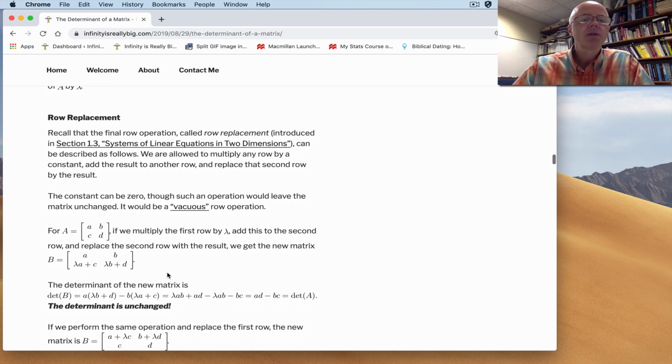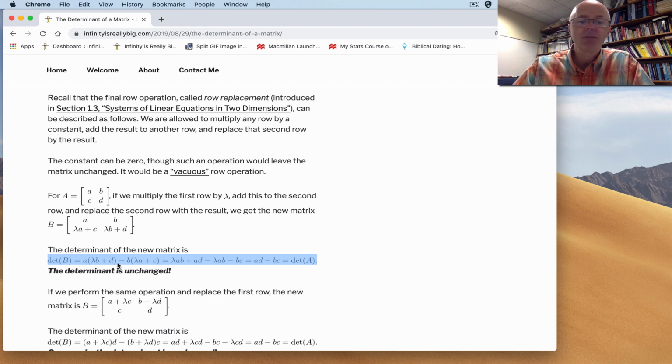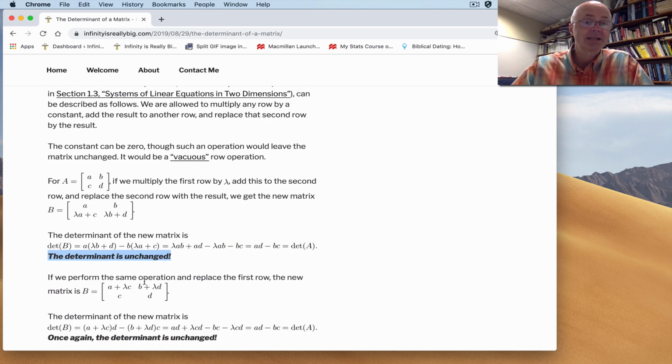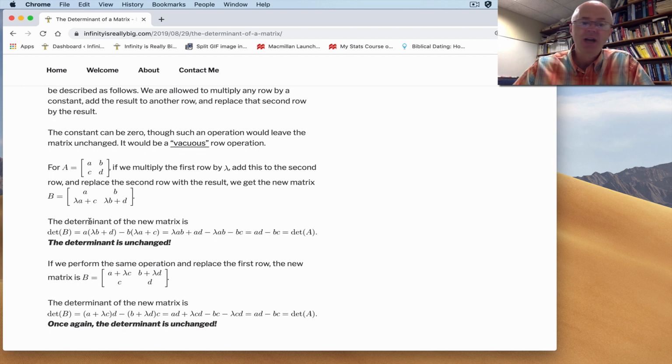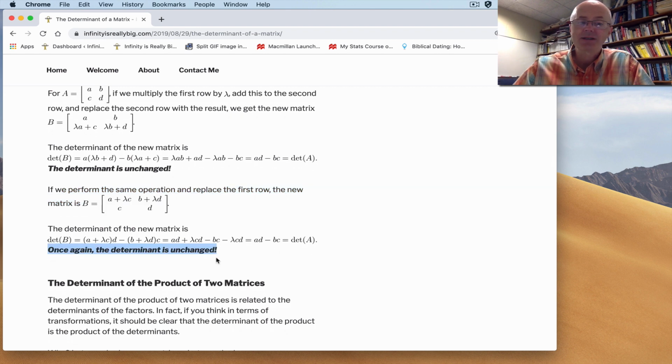Here's the row replacement verification. Actually, row replacement leaves the determinant unchanged. That's kind of amazing when you think about it. You would not expect that to happen. If, for example, we multiply the first row of A by lambda and add it to the second row and replace that second row, we get this new matrix, and you can just check by computation that the determinant of the new matrix is the same as the determinant of the original matrix. And the same thing happens if you do a row replacement operation by multiplying the second row of A by lambda and adding it to the first row and replacing. Once again, the determinant is unchanged. That's kind of an amazing thing.